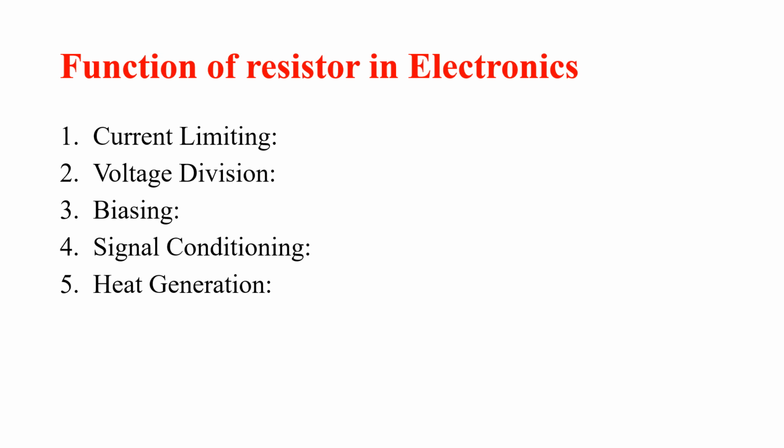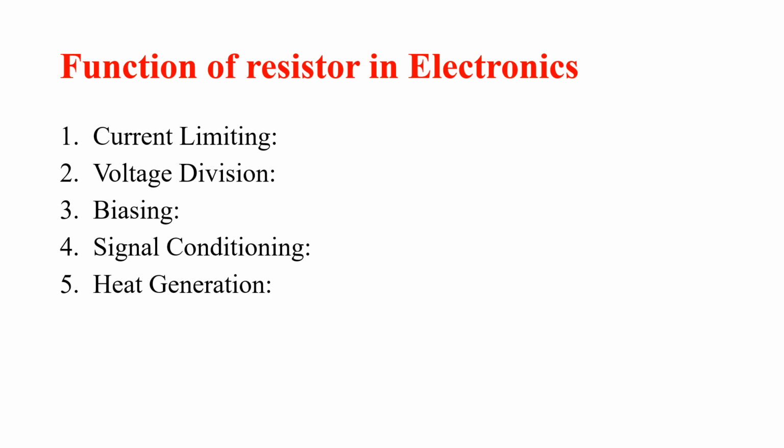Functions of resistors in electronics can be defined with the following aspects. The most important is current limiting. Resistors limit the amount of current flowing through a circuit. This is essential to protect sensitive components like light emitting diode and transistor from excessive current that could cause damage.